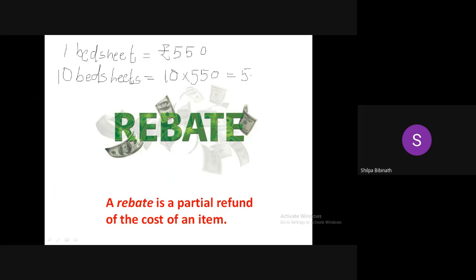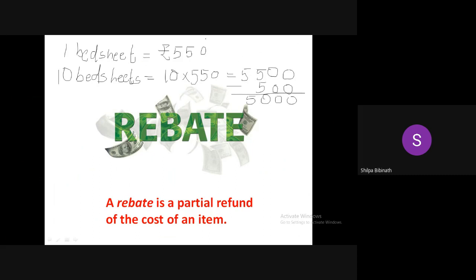Now what will the shopkeeper do? The shopkeeper, since you have purchased so much in bulk, may give 500 rupees back to you. What is the reason? You have purchased so many bed sheets from him. So, like a discount, it is a rebate. But what is the difference here, students? Here you will be just paying 5000 rupees. If you paid 5500, he will give 500 back.